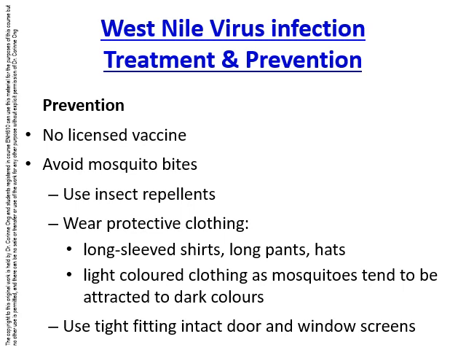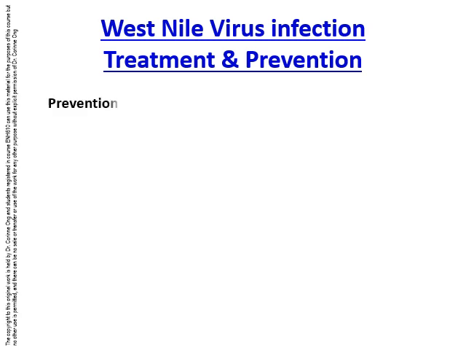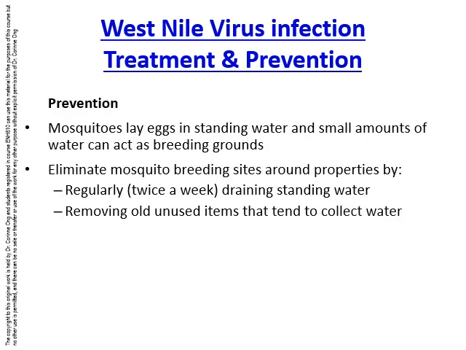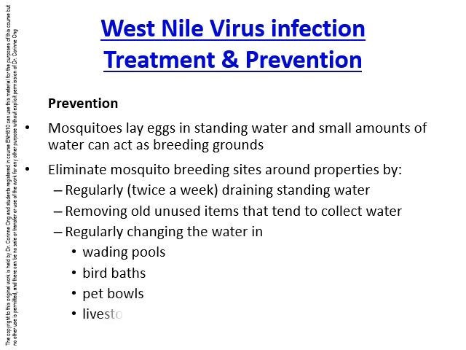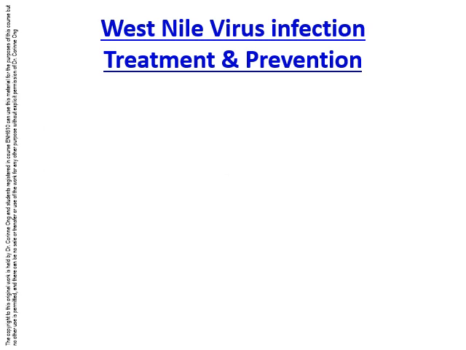Integrated pest management can also be used to control mosquitoes by exclusion with tight-fitting intact doors and window screens. Since mosquitoes lay their eggs in standing water, and small amounts of water can act as breeding grounds, mosquito breeding sites should be eliminated around properties by draining standing water regularly, twice a week, and removing old unused items that tend to collect water and changing the water in wading pools, bird baths, pet bowls, and livestock watering tanks.